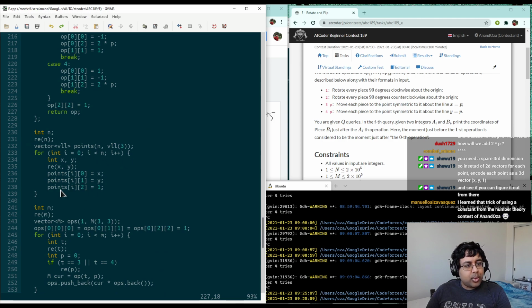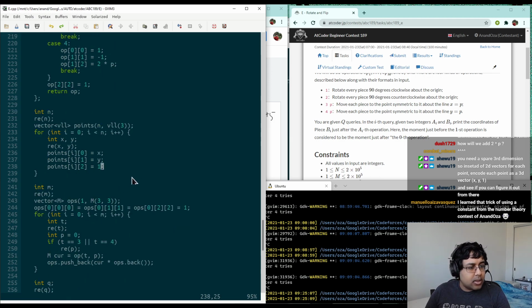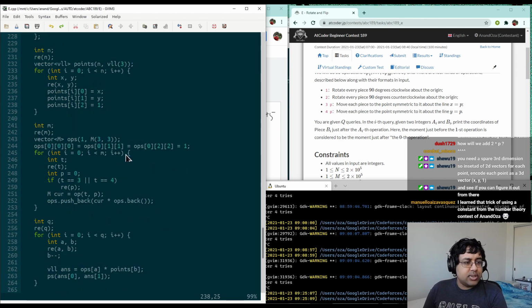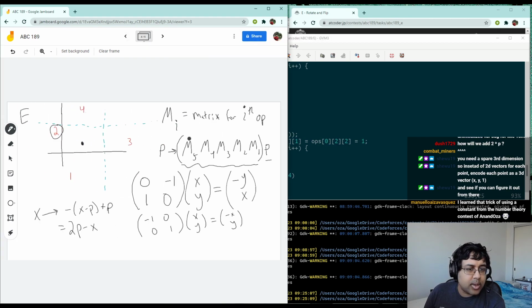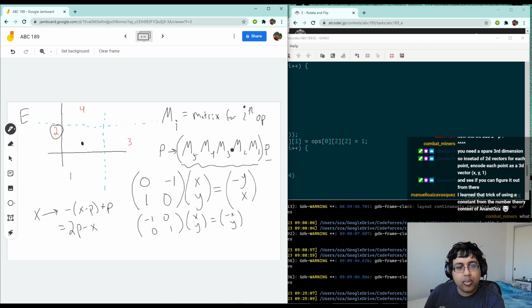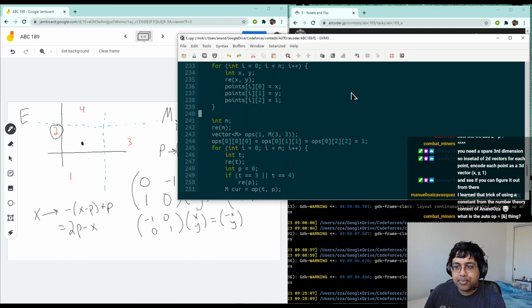Then when you read in the points, you express them as these three-dimensional vectors, or programming-wise a one-dimensional vector with 3 elements: x, y, 1. And then for the operations, going back to the whiteboard, we want to compute every prefix of the operations, right? So we want to have M1, M1 M2, M1 M2 M3, and so on.